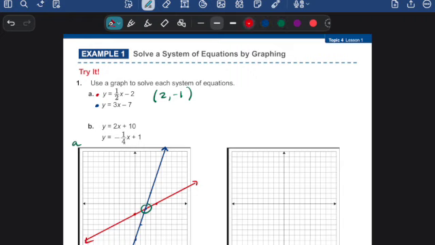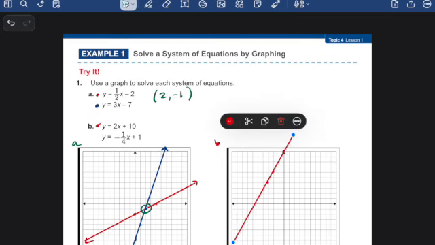Okay, let's do part B. We'll do part B over here. Here's our first equation, 2x plus 10, so the y-intercept is at positive 10, and the slope is 2. I can't go up, so I'm going to reverse the slope and go down 2, left 1. Down 2, left 1. Okay. Since I ran out of room on my grid.